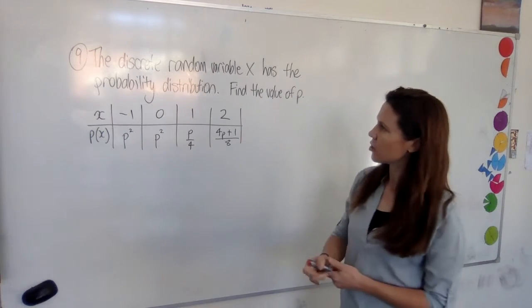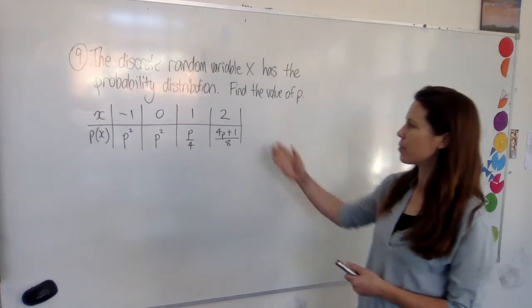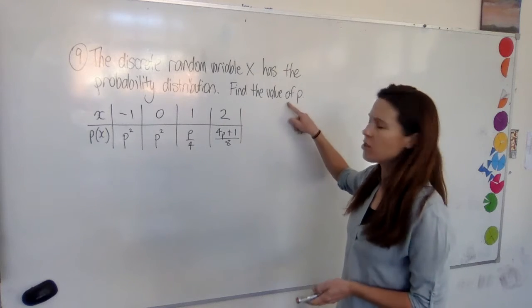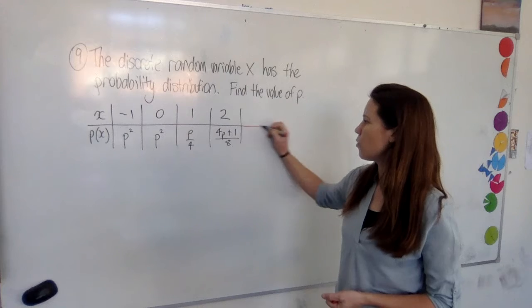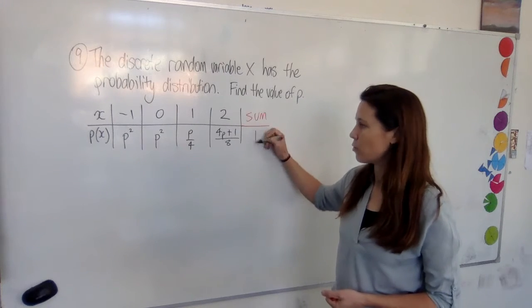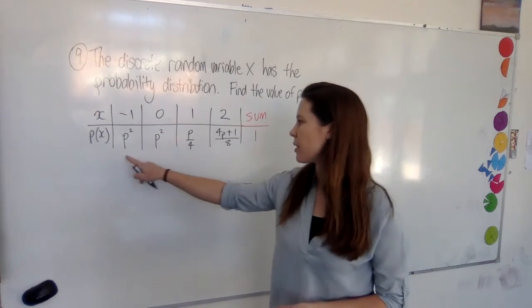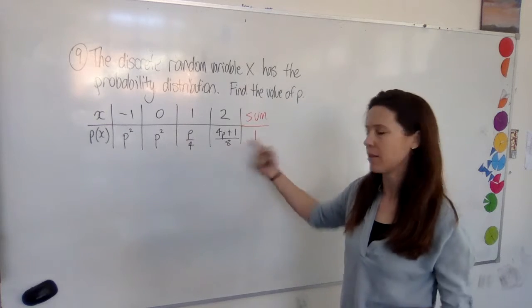In question 9, the discrete random variable x has this probability distribution, and our question says we just need to find the value of p. Well, what we know is that all probabilities would add up to 1. So all we really need to do is make ourselves an equation and then solve it.